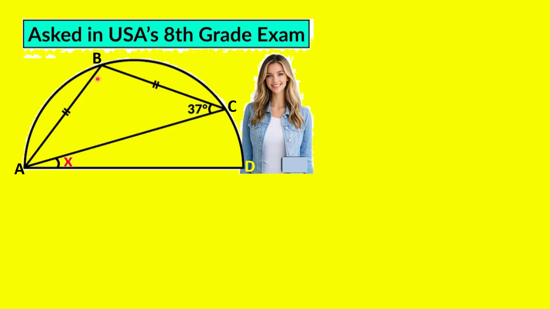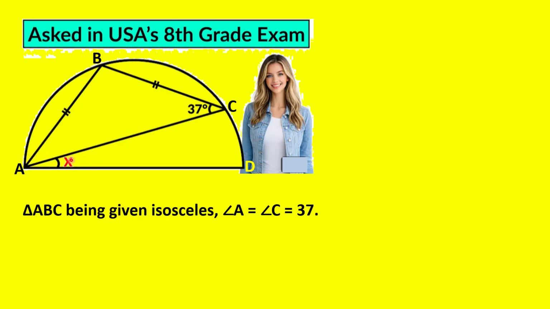Now we come to the third figure that was asked in USA's 8th grade exam. You will need just one elementary rule on the chapter circles. Now, note that triangle ABC is isosceles. Because triangle ABC is isosceles, if one angle is 37, the other angle must also be 37. So we mark this angle 37.